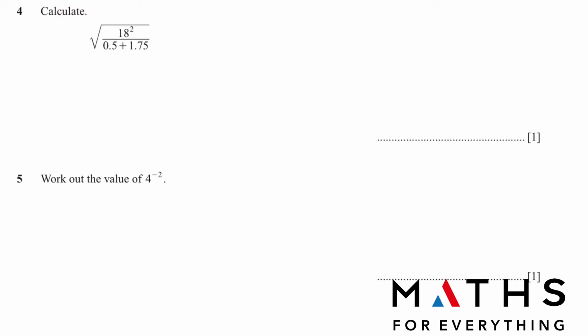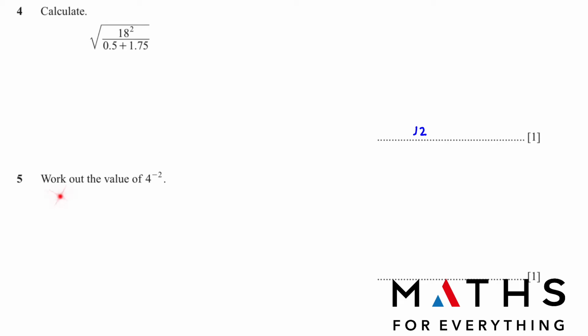Number 4, calculate. We have been given all numbers. We just have to put it in the calculator. Remember to put it correctly. And the answer is 12. Most of the calculators now have the fraction button and the square root and square, and everything is very easy. You just put it like that and that's the answer you will get.